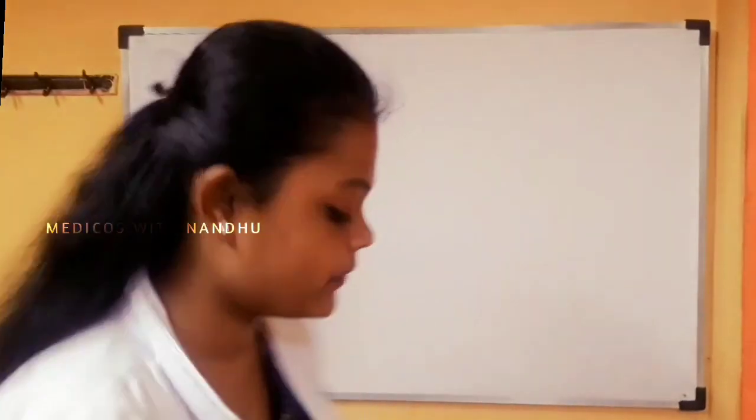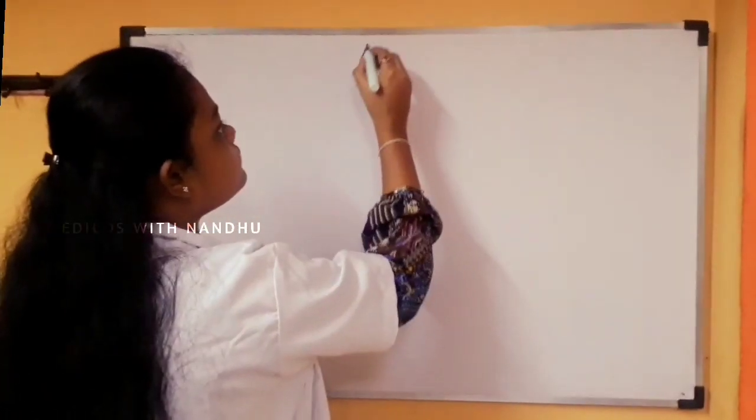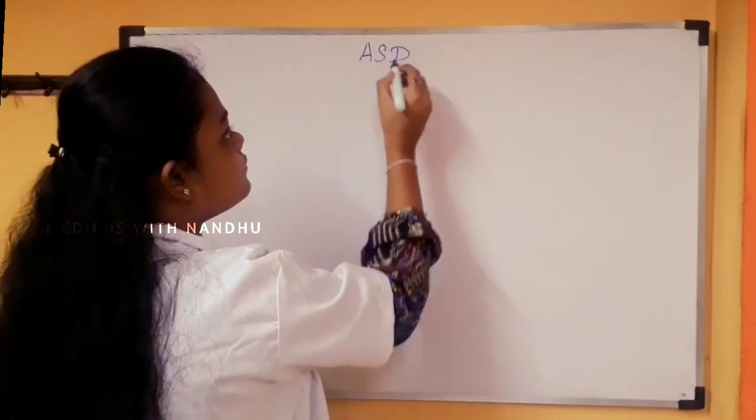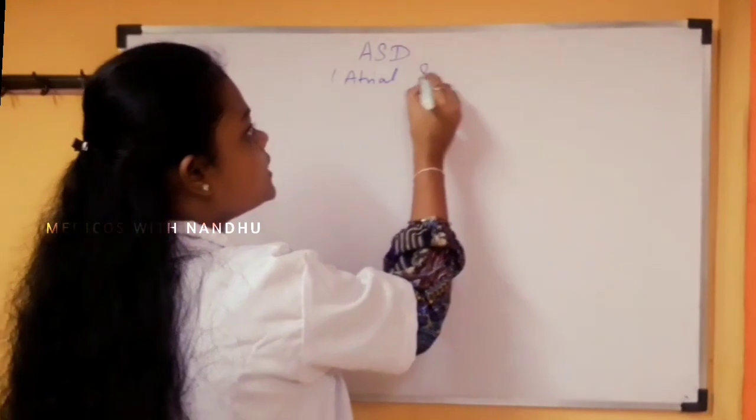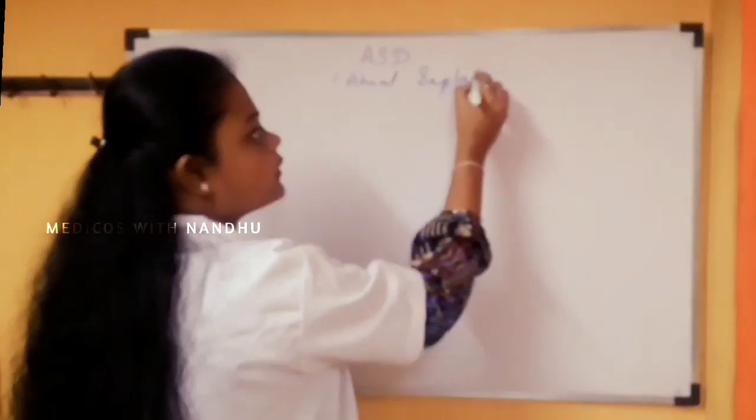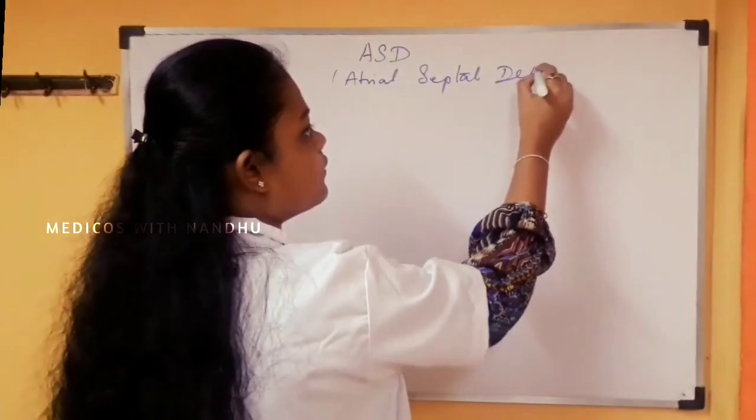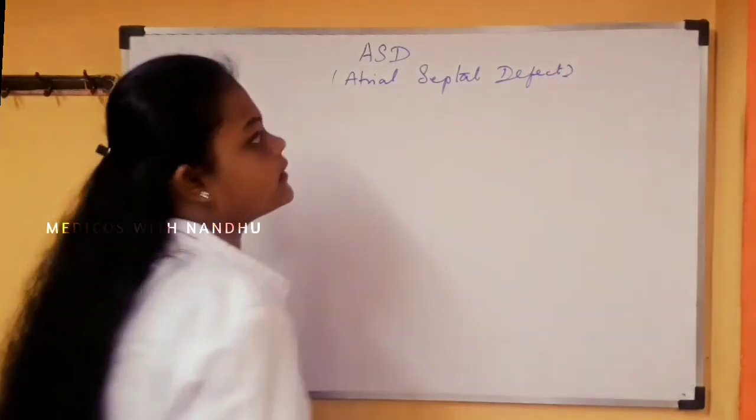Friends, today we are going to see the topic called ASD, which is one of the congenital diseases. Now we are going to see the congenital diseases one by one. The first disease will be ASD, atrial septal defect. So this is what ASD.